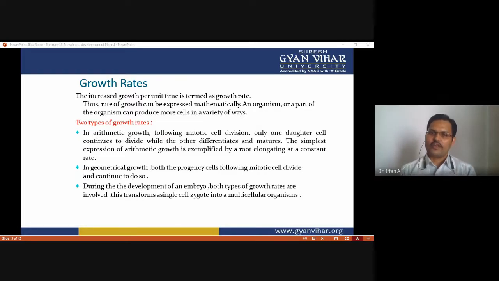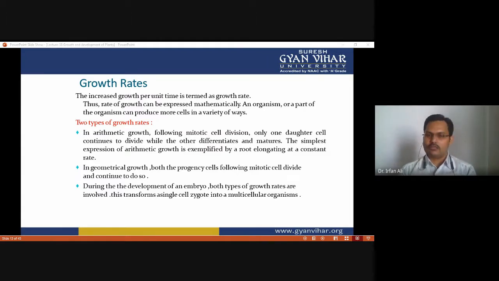While in geometric growth, both the progeny cells following mitotic cell division continue to divide. In this way, one cell divides into two, two cells divide into four, four cells into eight, eight cells into 16. This kind of growth is called geometrical growth, where both progeny cells following mitotic cell division continue to do so.